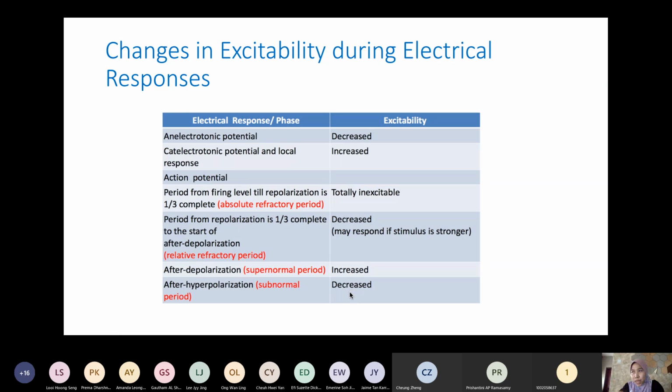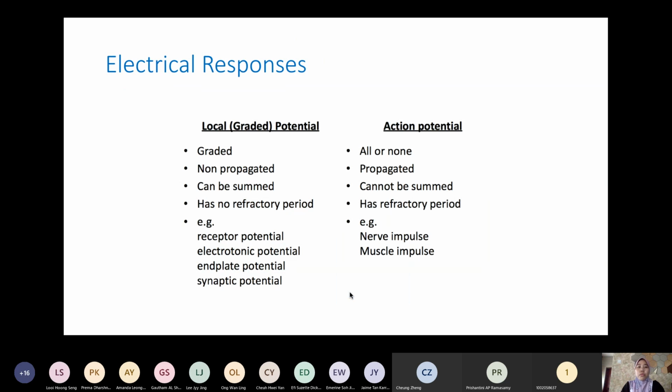So when it is below the resting membrane potential, it is too negative. To make it become less negative, it needs a lot more effort, or it still needs a lot more efflux of the potassium ion to go out. So the excitability will be reduced.